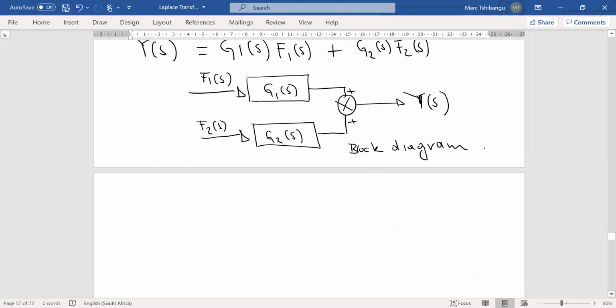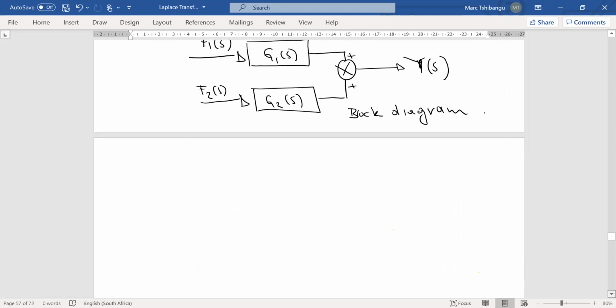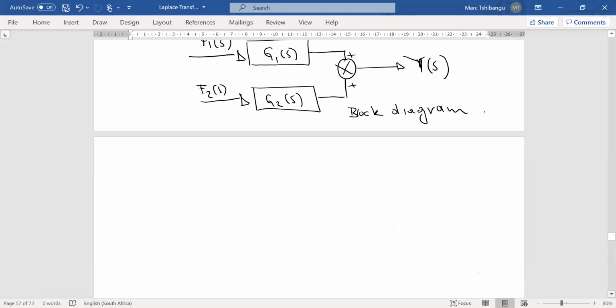So let's say you have multiple input variables, from F1 to Fn, for example, and we ask you to provide the block diagram. Multiple input variables and a single output variable. So we have multiple inputs and a single output.